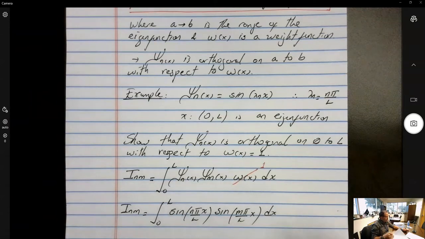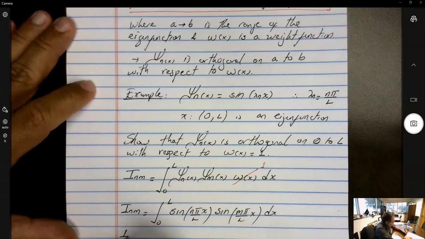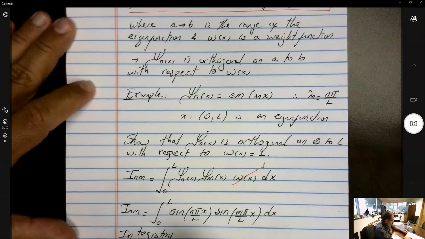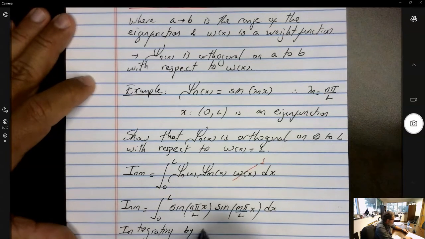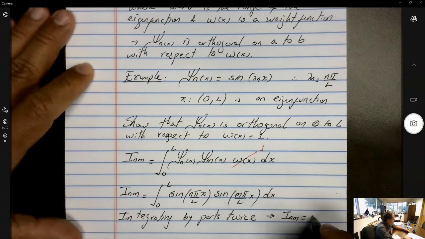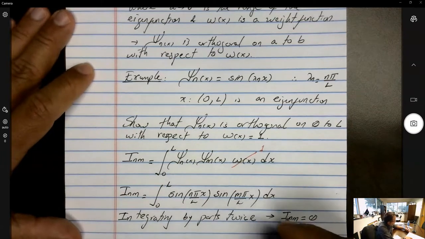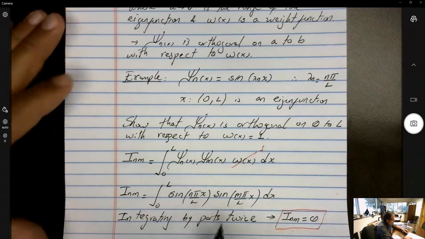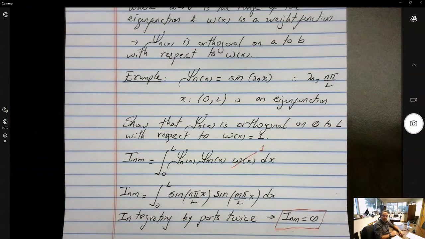Now, how do we do that? Well, we can do this a couple of different ways, but I'm going to leave that up to you. If you take integrating by parts twice, you can very easily show that I_nm is equal to 0, except when n is equal to m, and I'll show that in a minute.